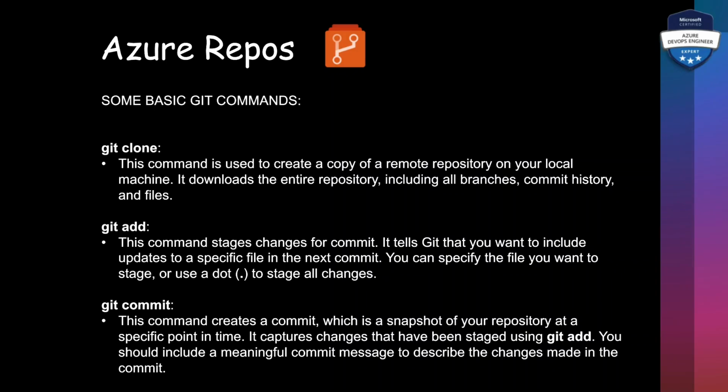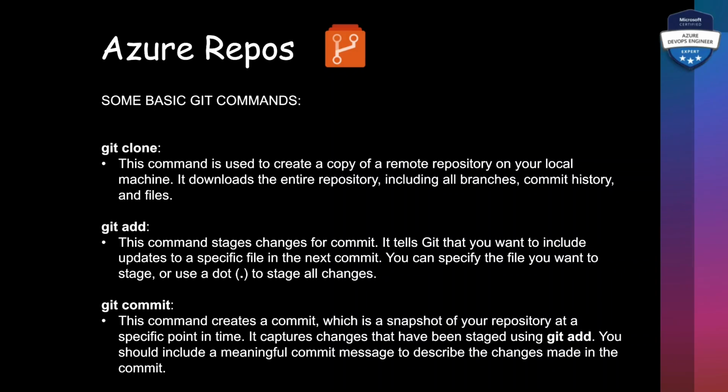Then there is git add. This command stages changes for commit. It tells git that you want to include updates to a specific file in the next commit. You can specify the file if you want to stage, or you can use a dot to stage all changes. So git add is used to stage the changes. Like I have explained previously how git works, git will move files from the local directory to the staging area with the command git add.